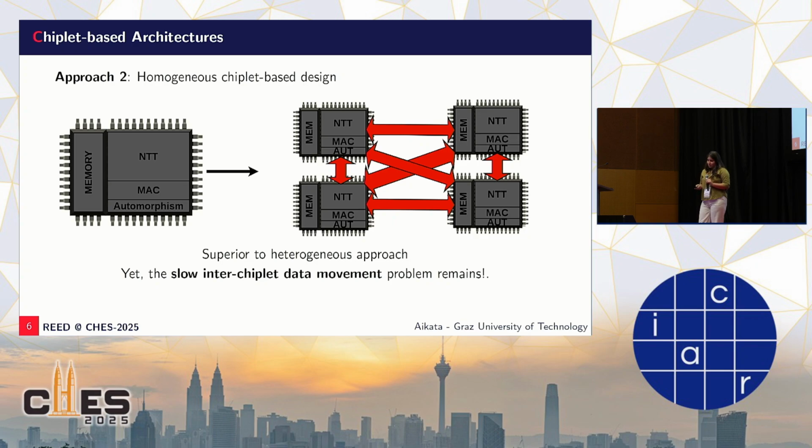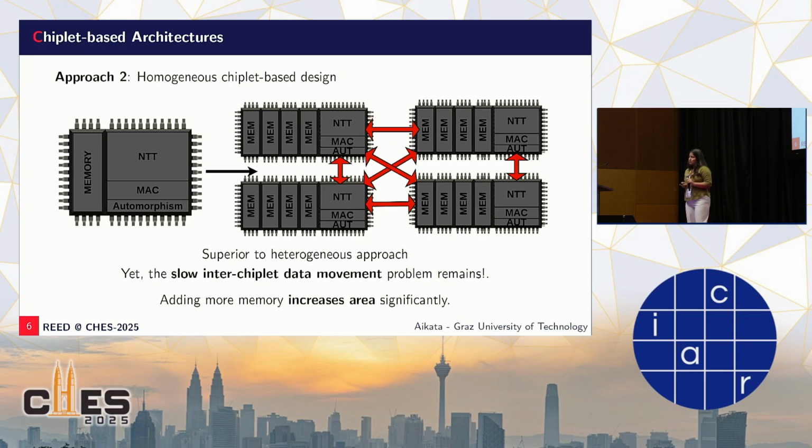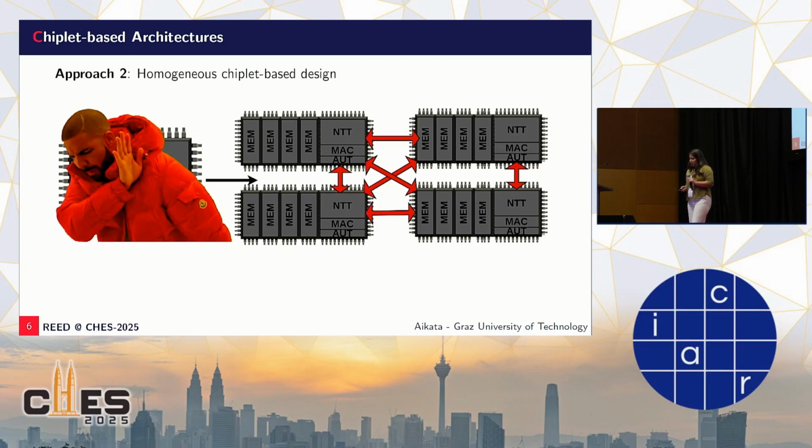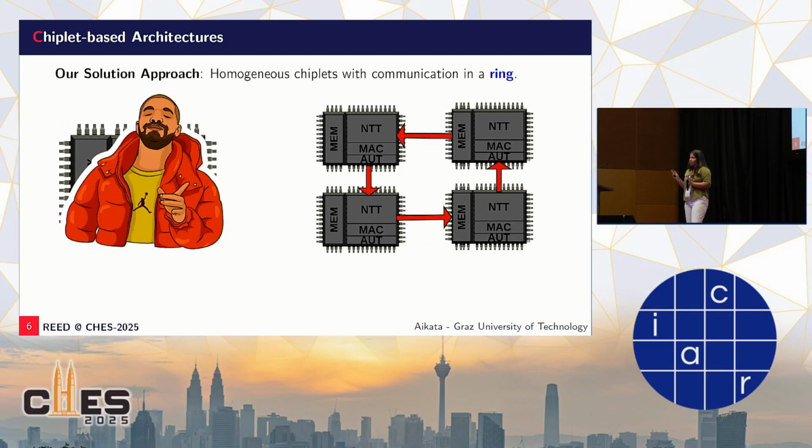One way to reduce the communication overhead is to increase the amount of memory on each chiplet, but this will in turn increase the area of the chiplet, which will defeat the purpose of going for chiplets in the first place. So we don't want either of these approaches. They're just offering a trade-off. They're not offering a good solution.